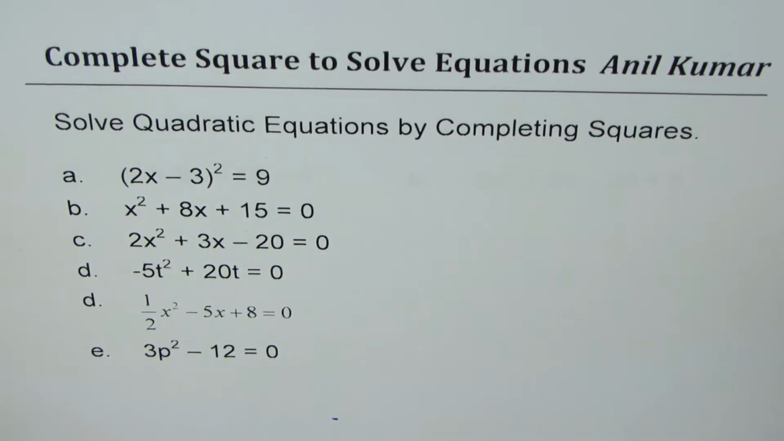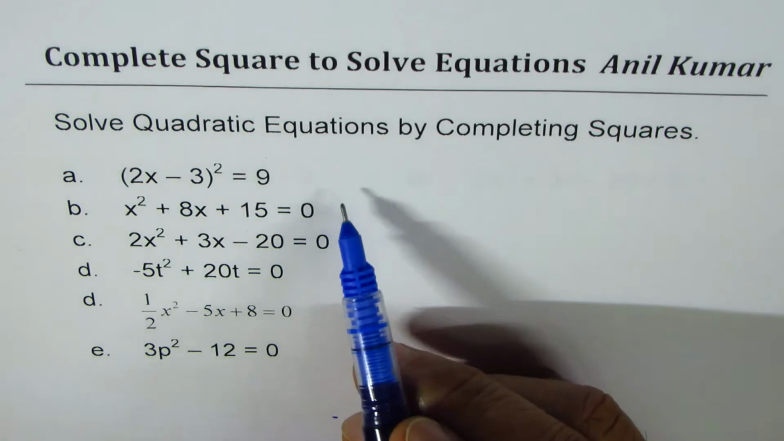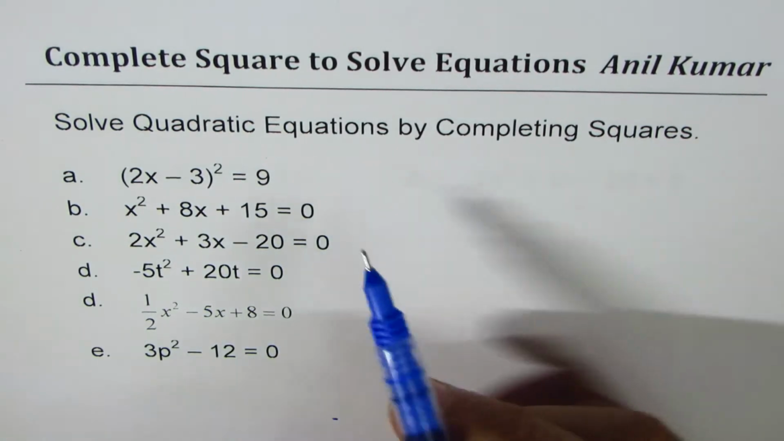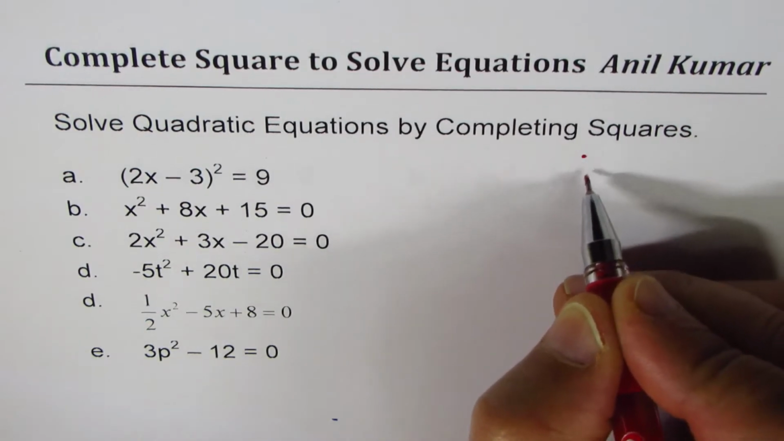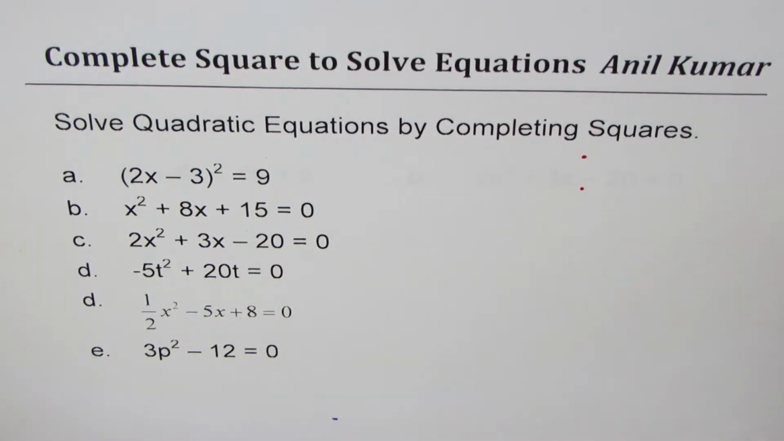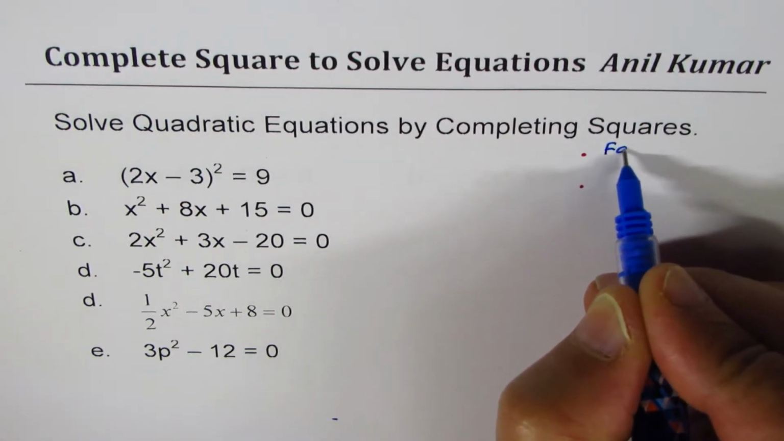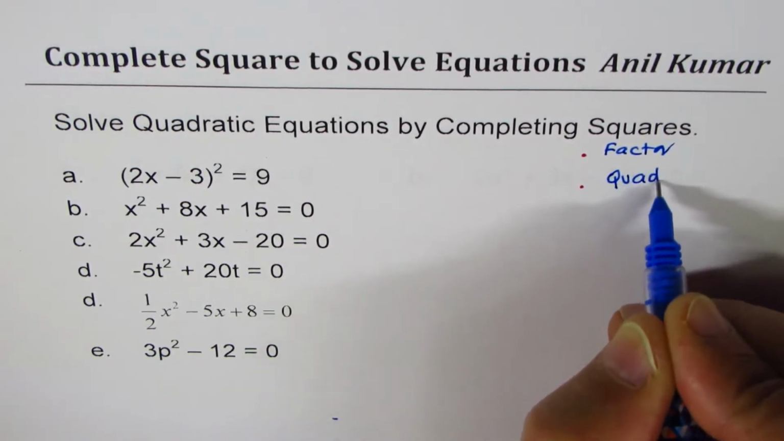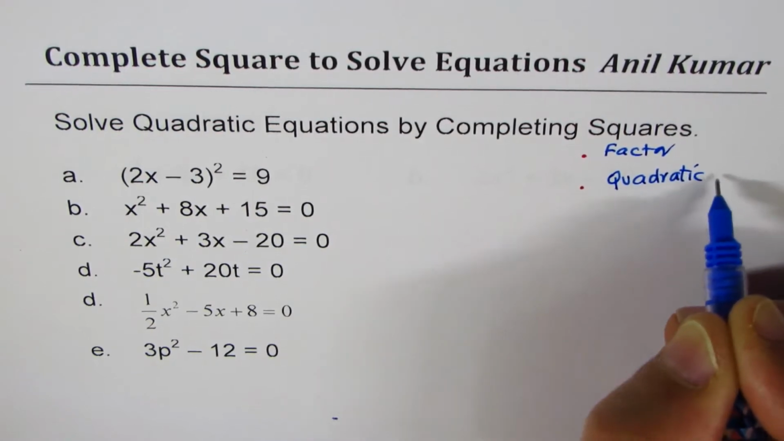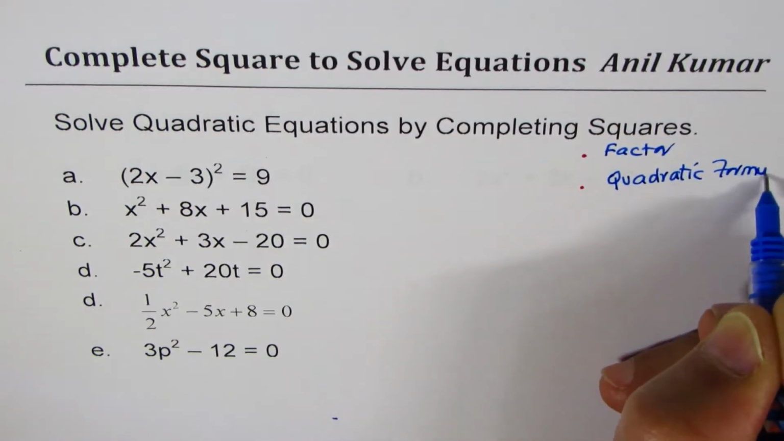Normally we don't do it. We either use factoring or we use the quadratic formula, right? So the strategies which should be adopted are these two most of the time. Either you factor to solve or use the quadratic formula, right? Let's be clear about it.